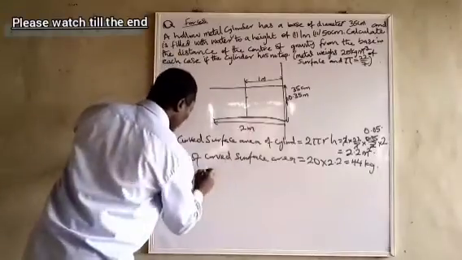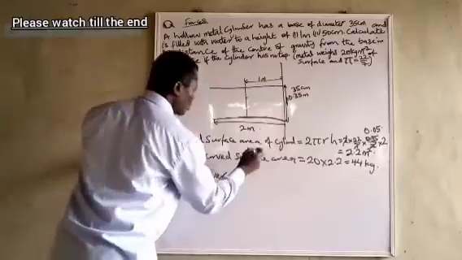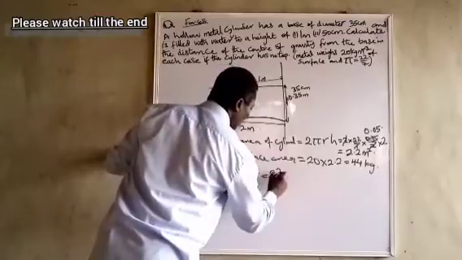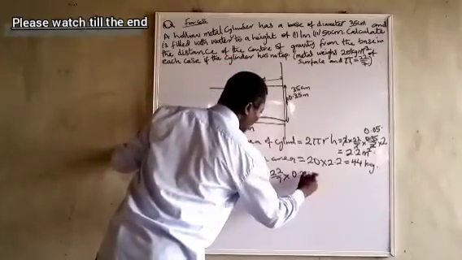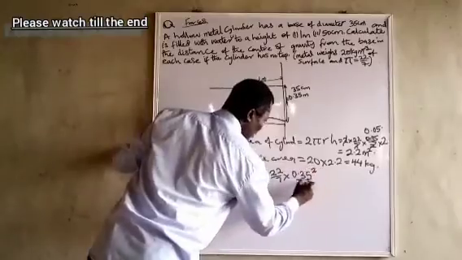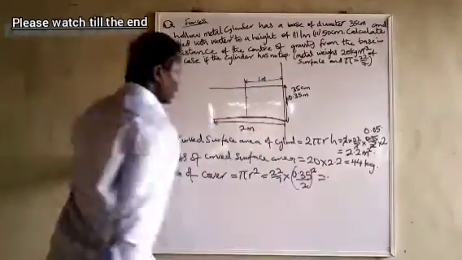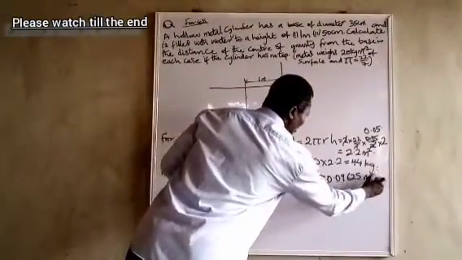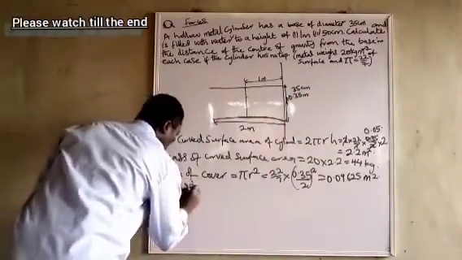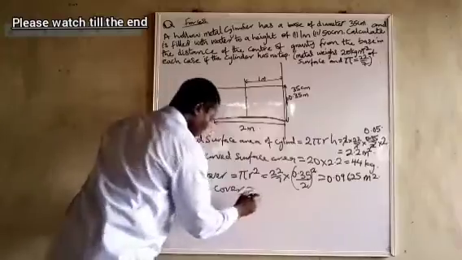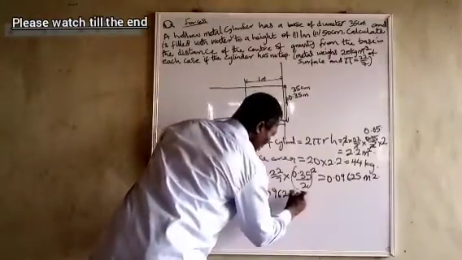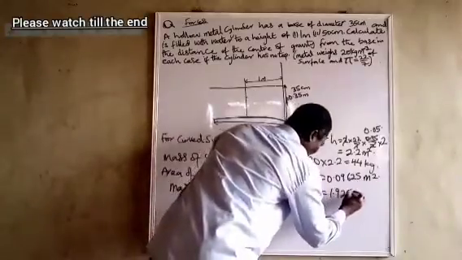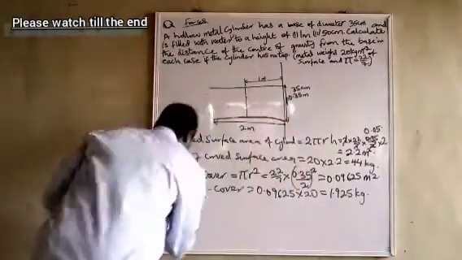Area of cover, but that's only one cover, is pi r squared, and that's going to be 22/7 times 0.35 squared over 2 squared. So that gives me 0.09625 meters squared. Let's see what the mass is. Mass of cover is going to be 0.09625 times 20, which is 1.925 kilograms.